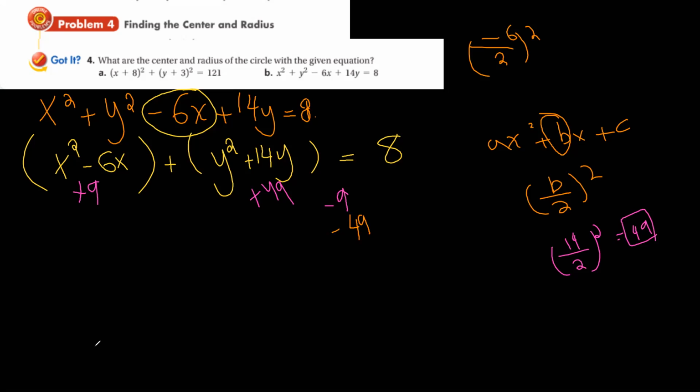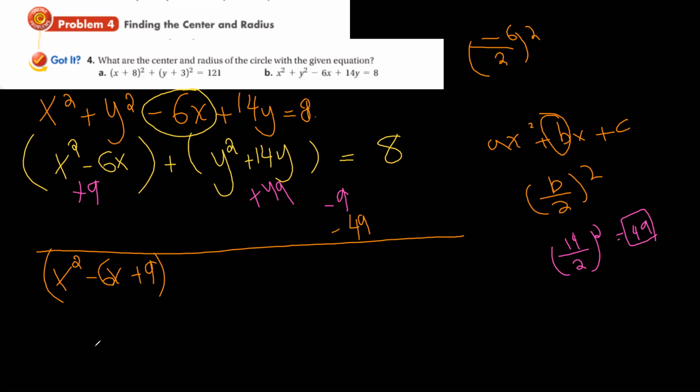So now what will it be? It will be x squared minus 6x plus 9 plus y squared plus 14y plus 49. I just add the 9 to the first bracket and 49 to the second bracket. Minus 9 minus 49 equals 8.